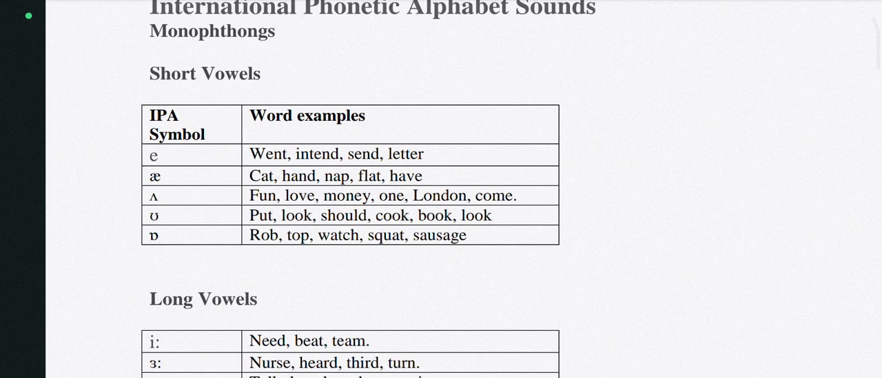Next is oo sound, as in put, look, should, cook, book, etc. Okay. So you have to learn the symbol oo. Okay. As in put, as in look, and other words. Next one is o sound. O as in rob, top, watch, squat, sausage. Okay, so it is not watch and it is not squat. Okay, so how do you pronounce that? Watch, squat.